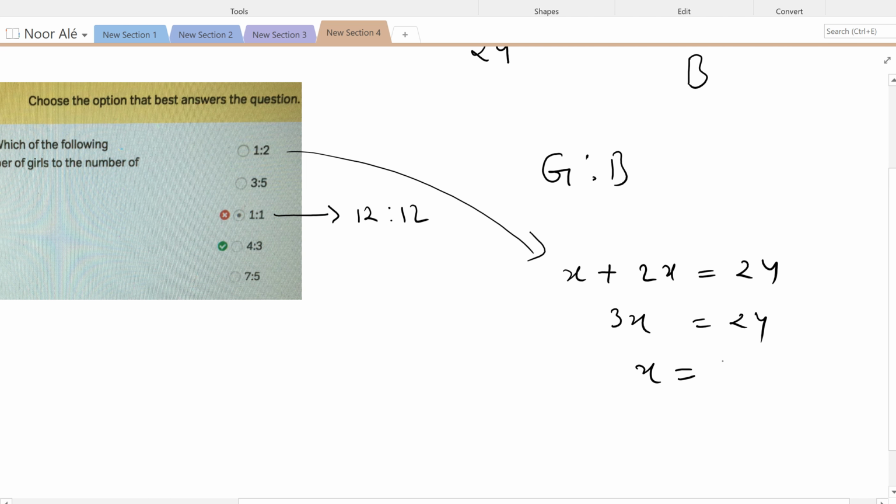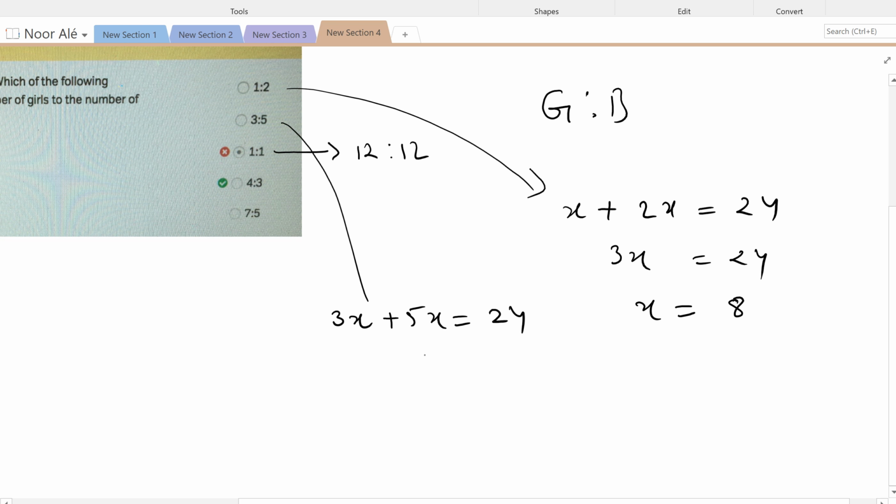Now in this case, I divide both of them by 3 and I get 8. And if I do the same thing there, 3x are the girls and 5x are the boys, and the sum of them is 24. And now the sum of that is 8x equals 24. Divide them by 8, x is a whole number. Possible. Both cases are possible.